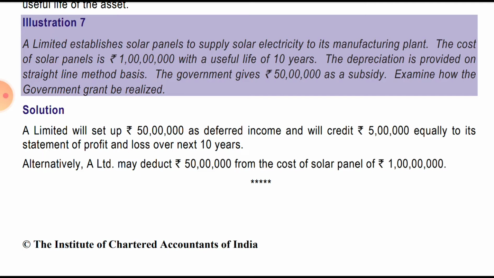So there are two options: either reduce the cost and show the net asset, that is 50 lakh, or show the asset at 1 crore only, and the balance 50 lakh is shown as deferred income. That means creating the deferred income account, and then crediting it to the profit and loss account over the period of depreciation, that is 10 years on SLM basis.